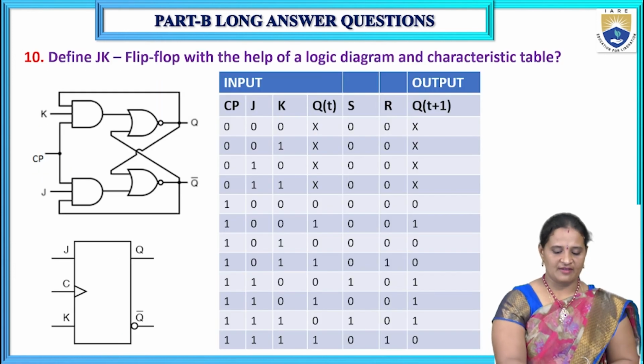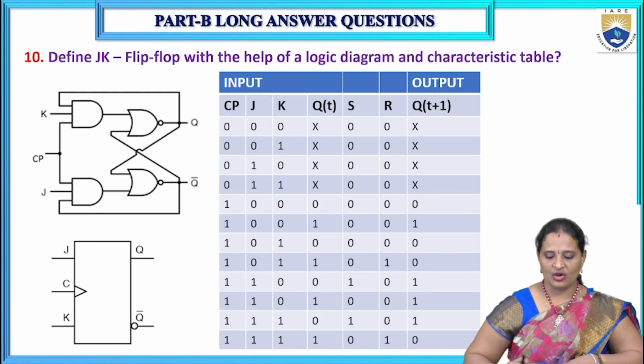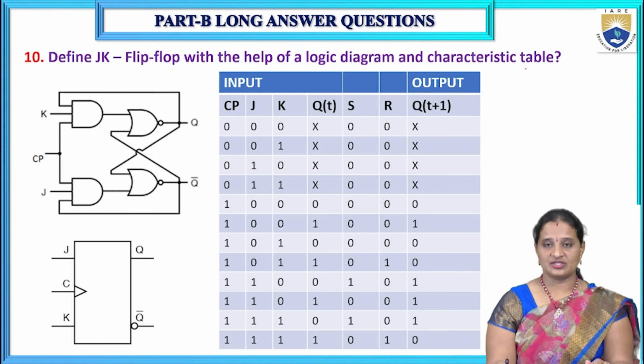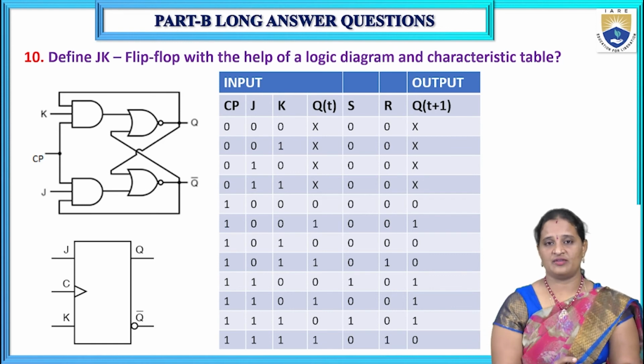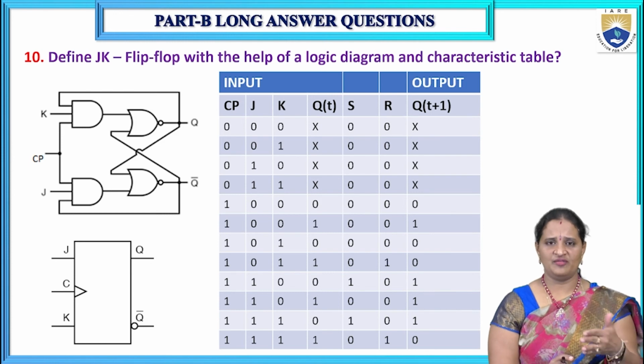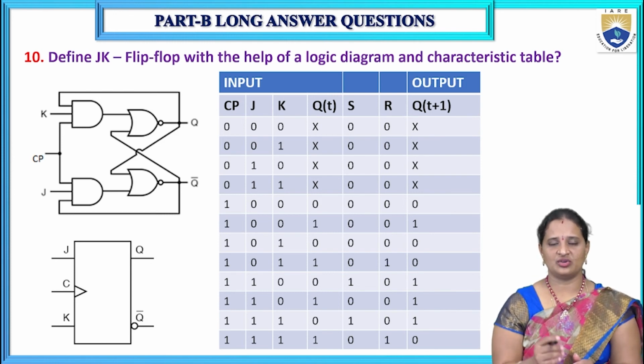So define a JK flip-flop with the help of logic diagram and characteristic table. What is a JK flip-flop and why are we going for the JK flip-flop? That means what are the limitations of SR flip-flop? You mention. If you mention this, it adds to your presentation, right? So you can get good marks.